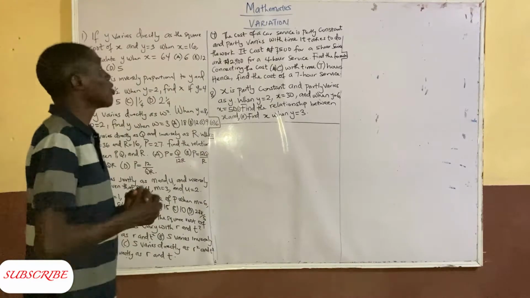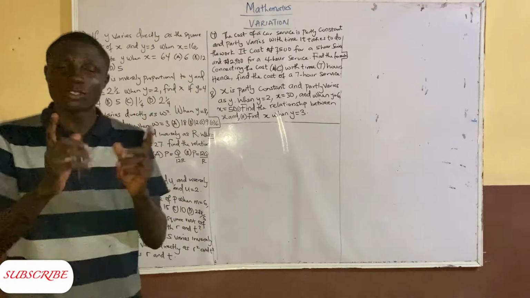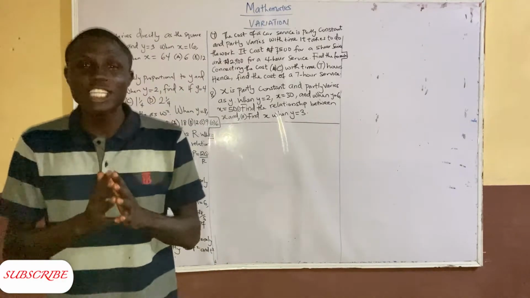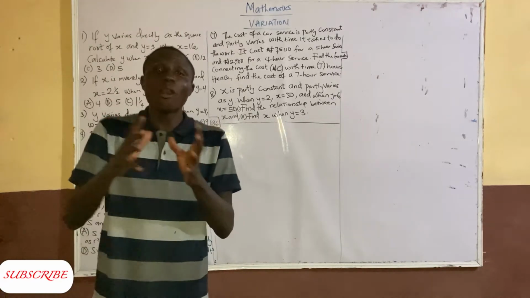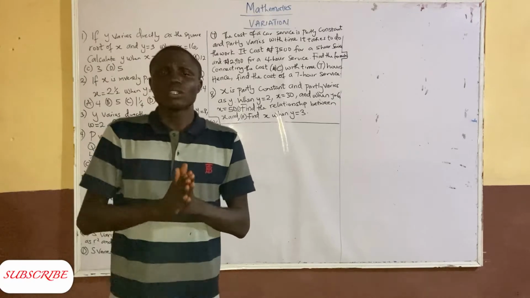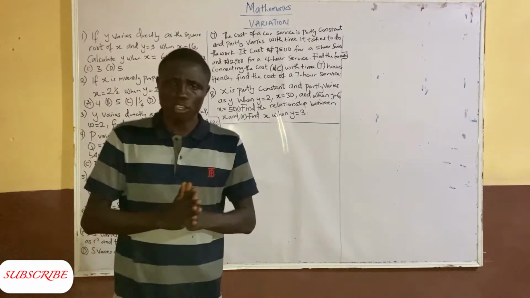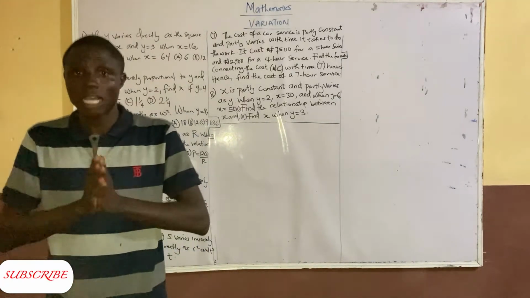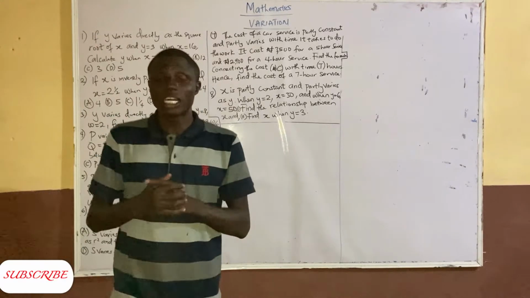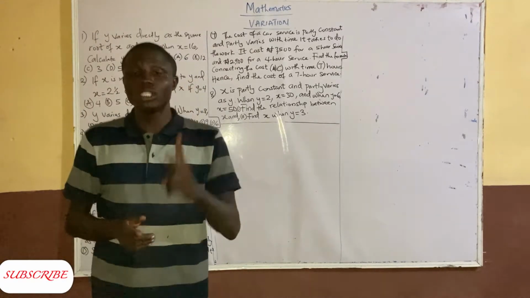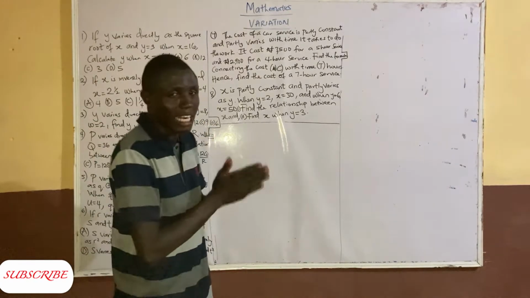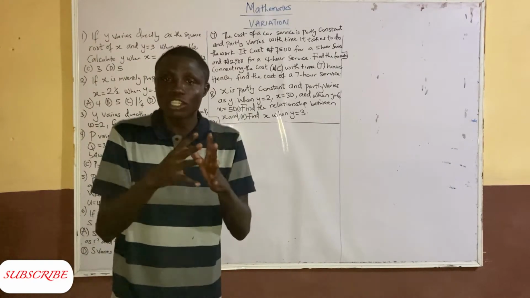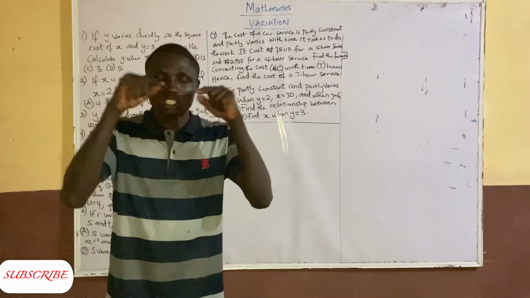Today we are going to be considering a topic under mathematics known as variation. Variation is a mathematical tool which we use to relate two or more quantities together. There are different types of variation. We have 4 different types of variation. Number 1 is direct variation. Number 2 is inverse variation. Number 3 is joint variation, which is the direct and inverse variation together. We call them joint variation.